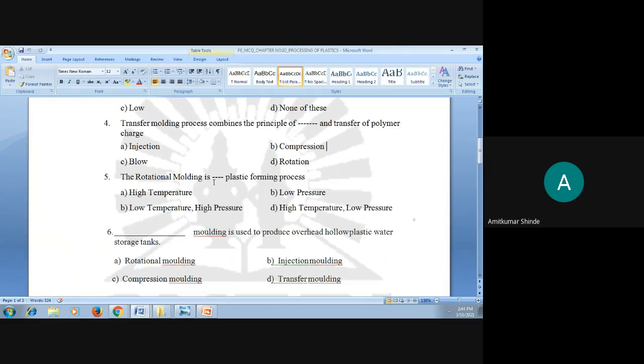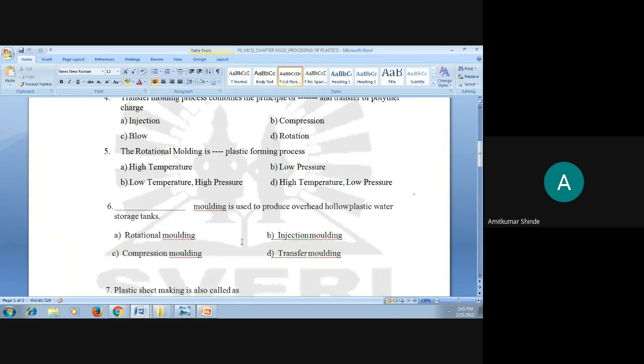The rotational molding process is a dash dash plastic forming process. Already I have discussed this while taking the session on rotational molding. Rotational molding is a high temperature, low pressure forming process. Answer is the fourth, D. In rotational molding, temperature is high and pressure is low. We are heating that powder and we are rotating it biaxially. Answer is high temperature and low pressure.